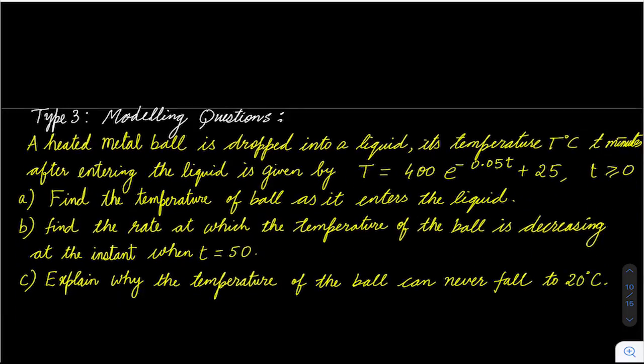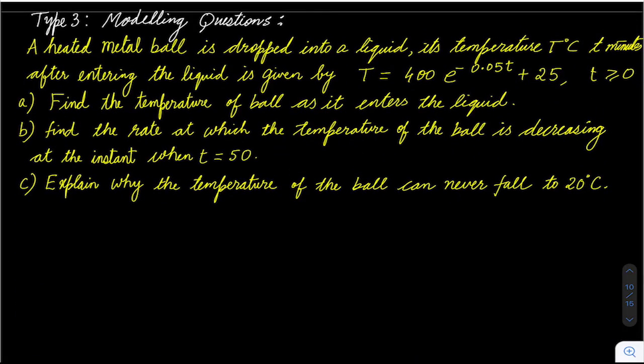Okay, let's go for type 3 now. What else they can ask? So what else they ask is they can give you some modeling questions. And these are important. Generally, these are 6 mark, 8 mark questions because it has generally 3 parts or 4 parts. Okay, so these are very important. So let's look at this.